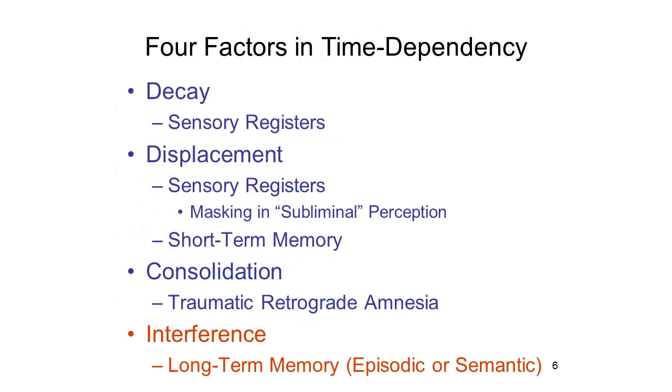As it turns out, each of these hypotheses turns out to be correct, but each of the processes seems to apply to a different aspect of memory. For example, we've already seen that information is lost from the sensory registers, such as the icon and the echo, by means of passive decay.